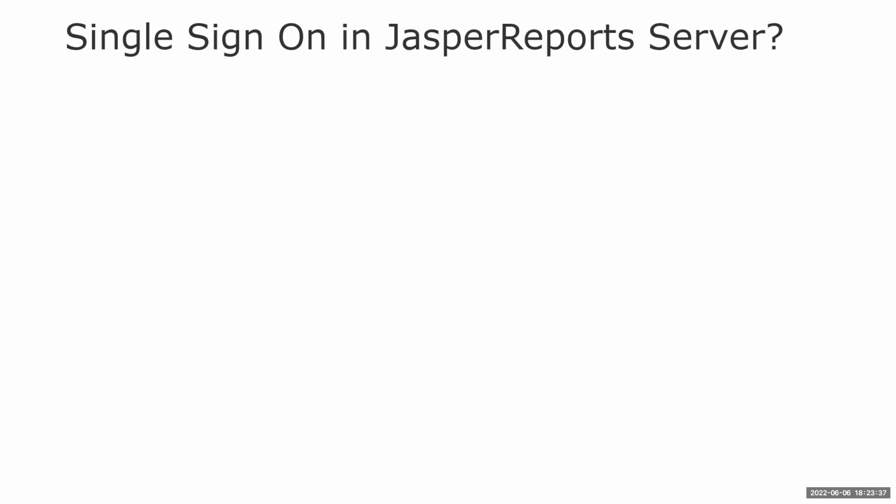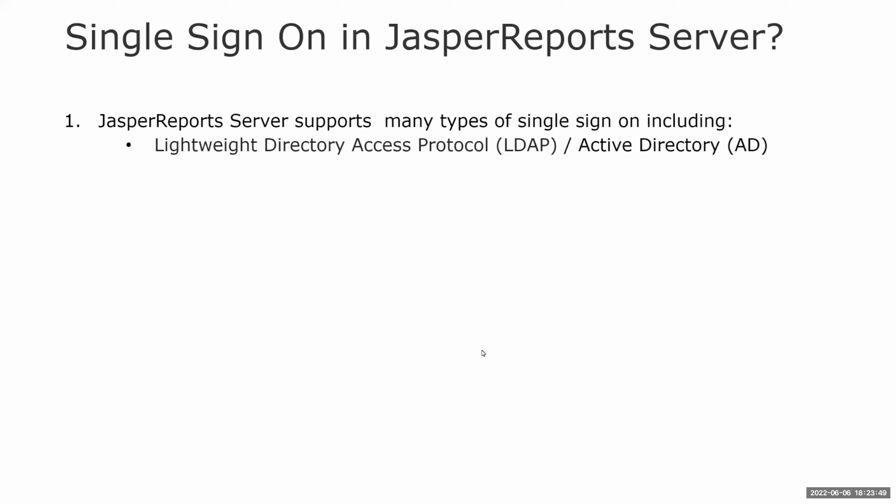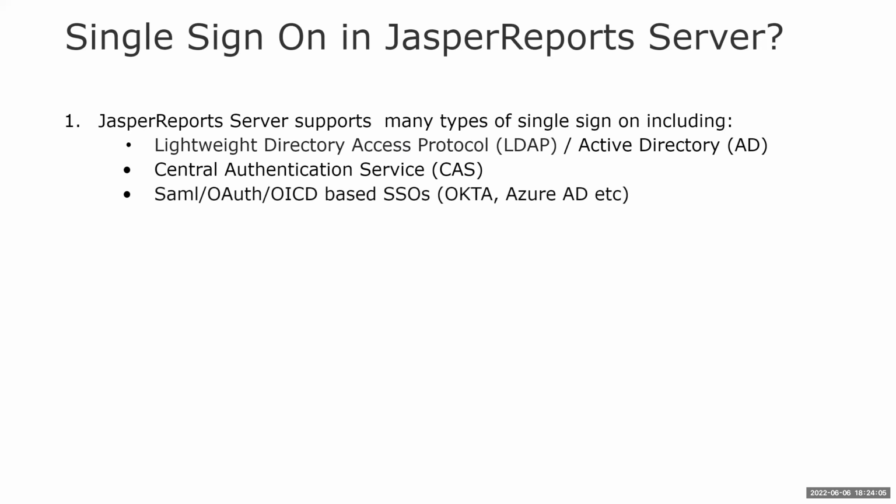So, single sign-on in JasperReports Server. What do we mean by that? JasperReports Server supports many types of single sign-on, including LDAP and Active Directory. LDAP was one of the oldest implementations we have, and we still have out-of-the-box support for it, so we don't have to do any customizations. Customers can just implement it themselves. We also support Central Authentication Service, which we call CAS. We also support SAML and OAuth-based SSOs. This would be like Okta, Azure AD, or any newer cloud-based application.